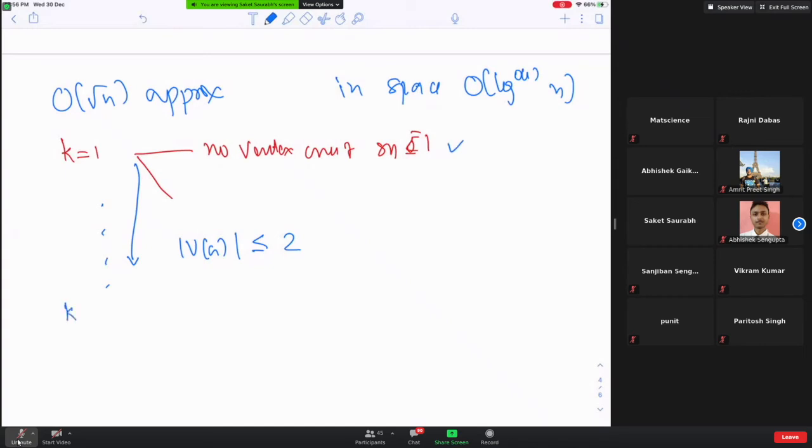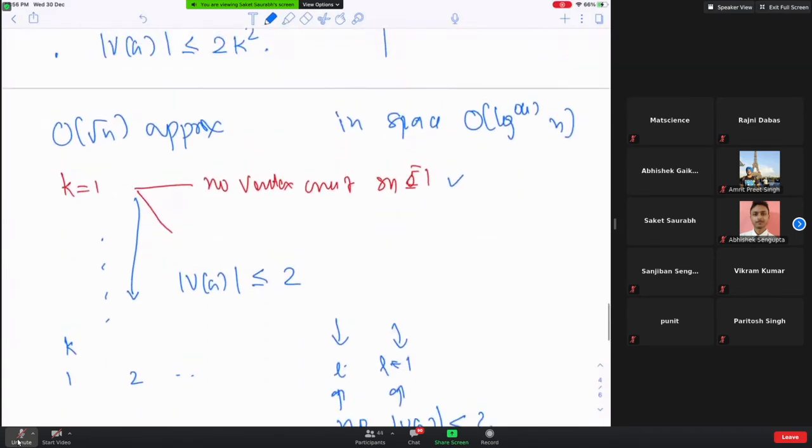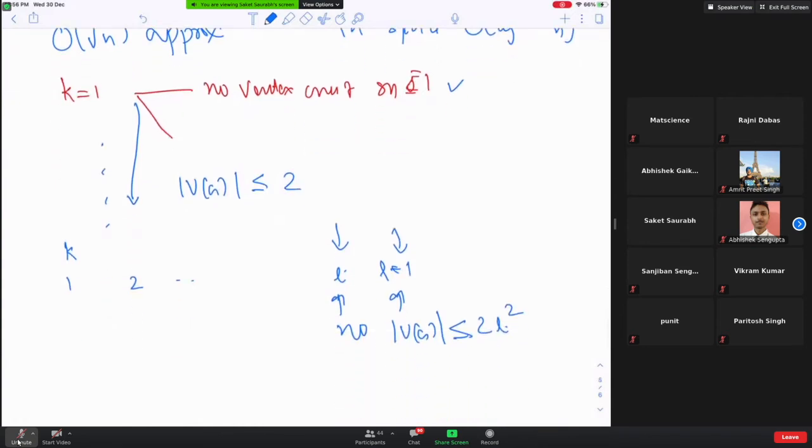So I try k equal to 1, 2, 3, up to some number. Suppose here it said no, and at L plus 1, it said, hey, the vertex cover of G is at most 2 times, let's say, L square. It said this.